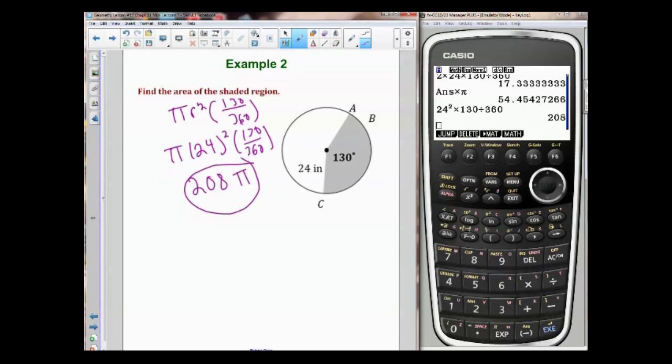That's exact. And if I wanted approximate, I would just do this. Pi, enter, and then f to d. My area is about 653 square inches. All right, and 0.5-ish. Okay, that's it for this one. So I'm going to quickly do the next chapter shortly.